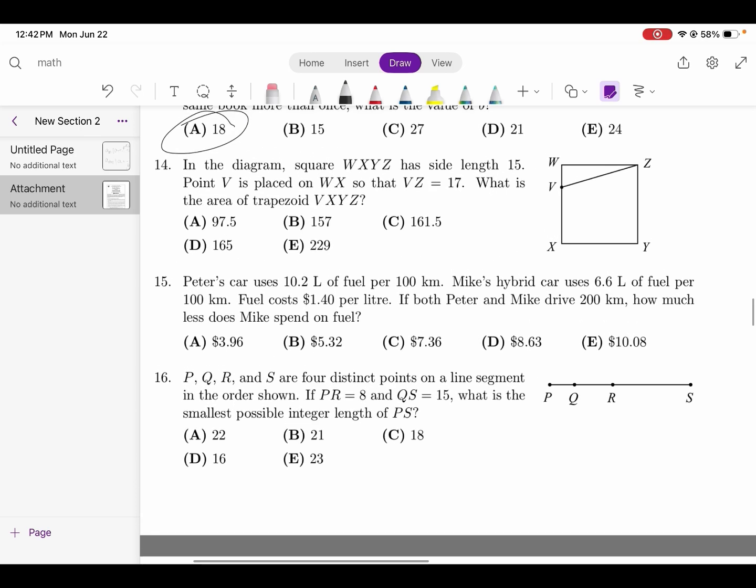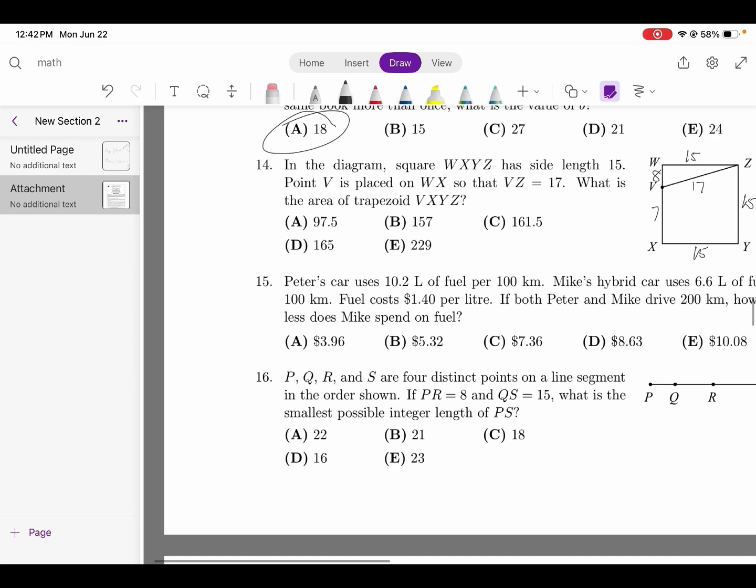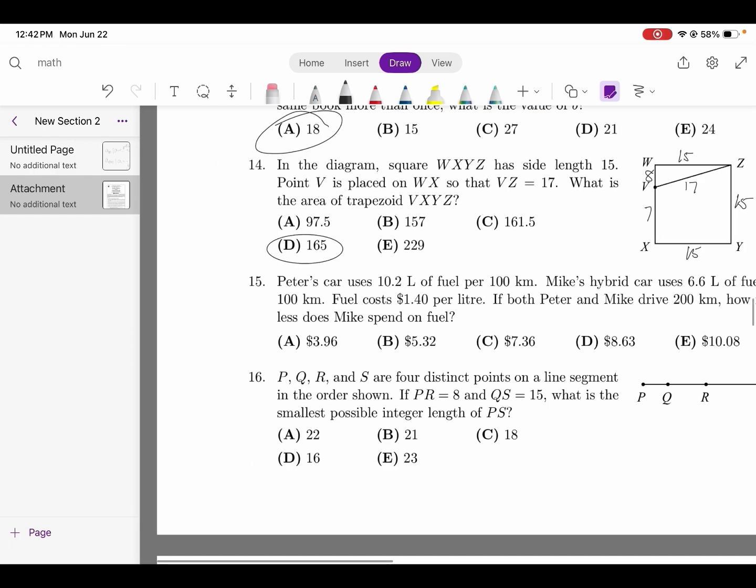For 14, WXYZ has length 15 and VZ is equal to 17. What is the area of VXYZ? So you see that VZ is 17 and WZ is 15, which means that by Pythagorean, WV is equal to 8. And since WX is 15, that means that VX is 7. And you see that XY is 15 and YZ is 15. So if you take the area, that would be 7 plus 15, which is 22, divided by 2, which is 11, times 15, which is 165.